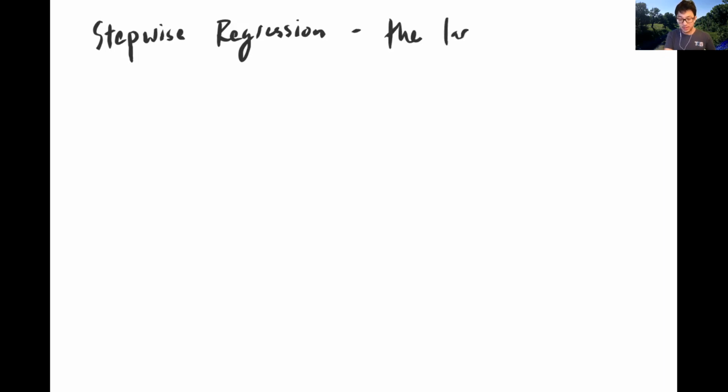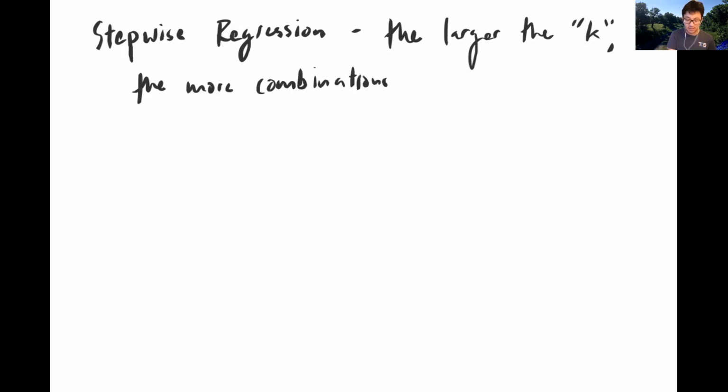So the larger the K, which is the number of variables we're selecting, the more combinations of variables there are.